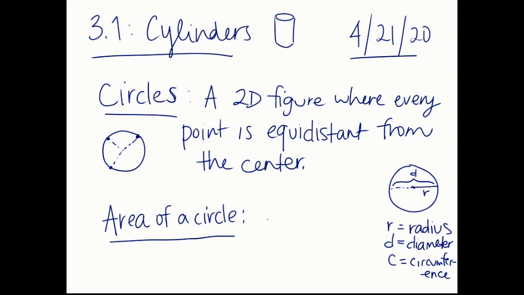So the way that we find the area of a circle is we take pi, this number, which you can just approximate as 3.14 if you'd like to. Pi times the radius squared, and that's just the radius squared. We're not squaring pi. So this is pi times r squared. This is going to come in handy when we talk about cylinders. So let's move on from circles.